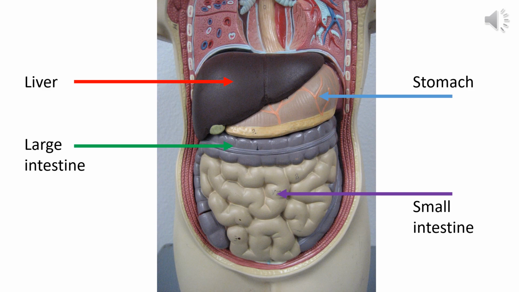There's also the large and the small intestine. The large intestine is the gray thing around the outside of the abdominal pelvic cavity. The large intestine is part of the digestive system. Its main job is to absorb water from the gross stuff coming out the back end.